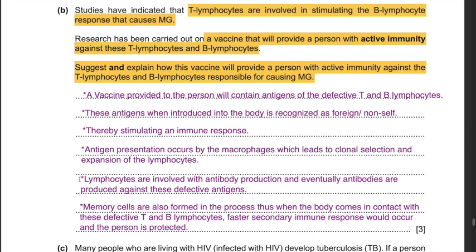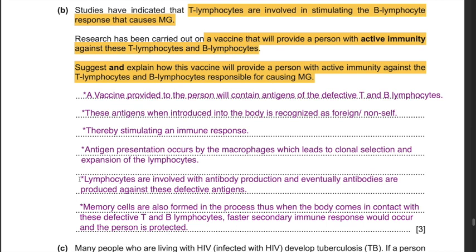Then antigen presentation occurs by the macrophages, which leads to clonal selection and clonal expansion of the lymphocytes. Remember these two keywords, clonal selection and clonal expansion. Clonal expansion is where multiple division takes place by mitosis of the lymphocytes. Lymphocytes are involved with antibody production, and eventually antibodies are produced against these defective antigens. In order to provide a person with active immunity, memory cells should also be formed. So memory cells are also formed in the process.